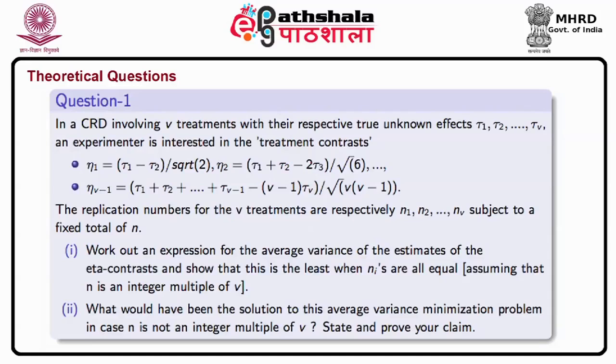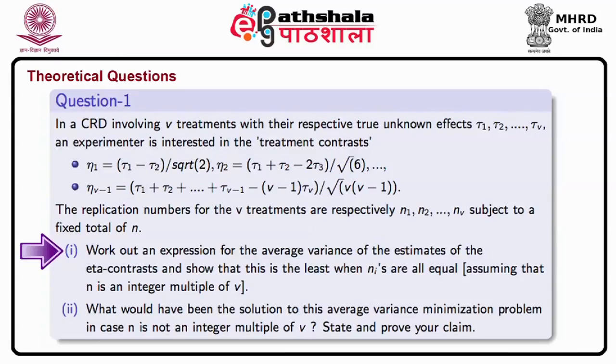The question has 2 parts. First one, work out an expression for the average variance of the estimates of the eta contrasts labeled above and show that this is the least when the ni's are all equal, assuming that small n, the total number of observations, is an integer multiple of v, the number of treatments. Okay, sir.